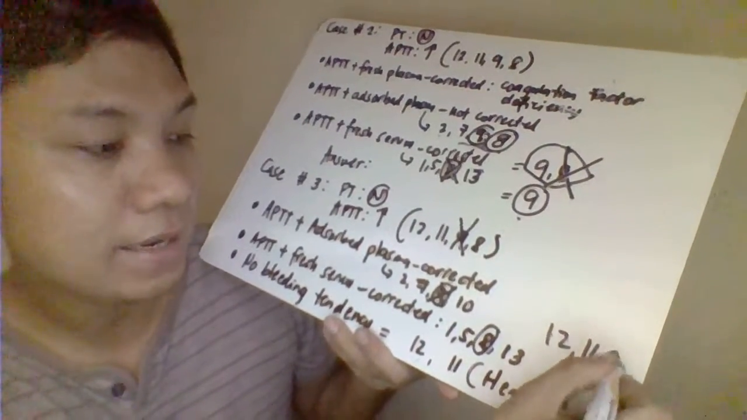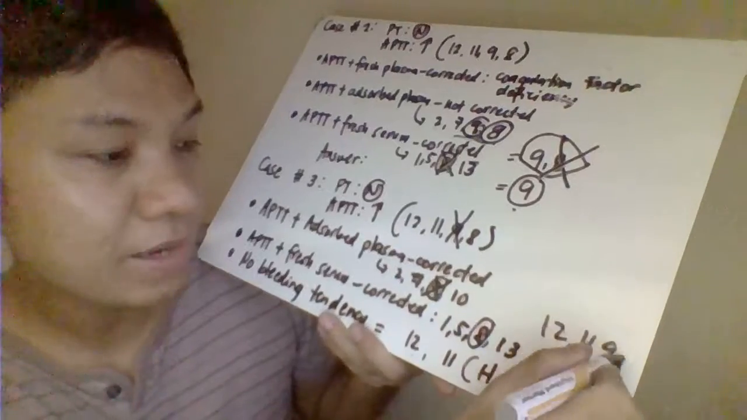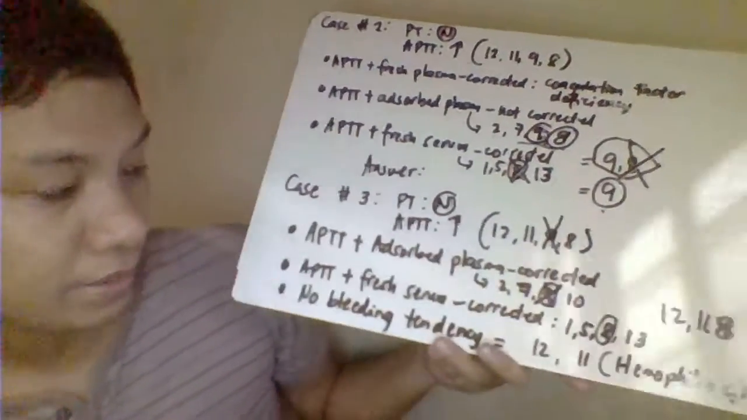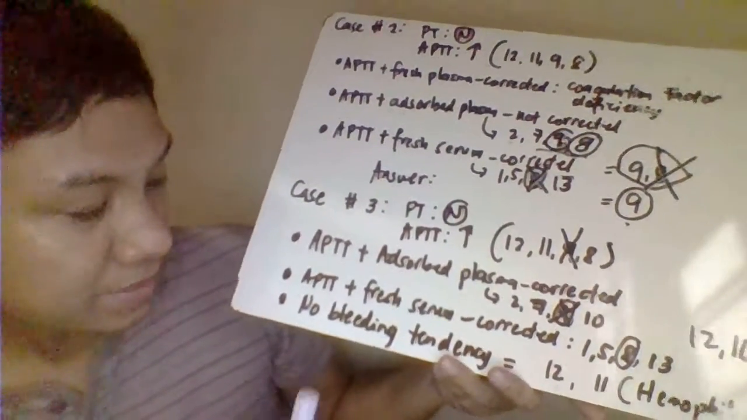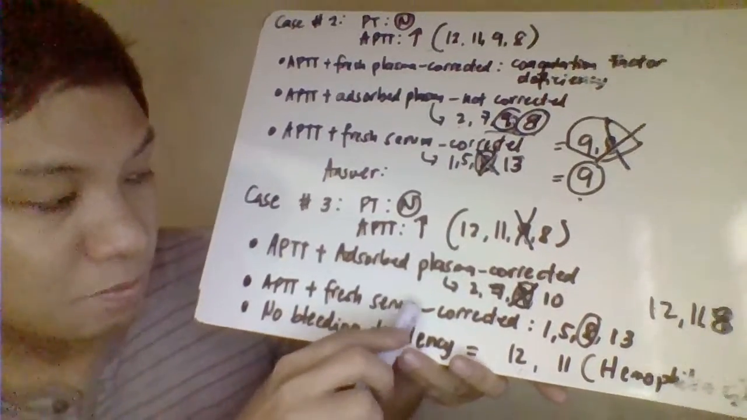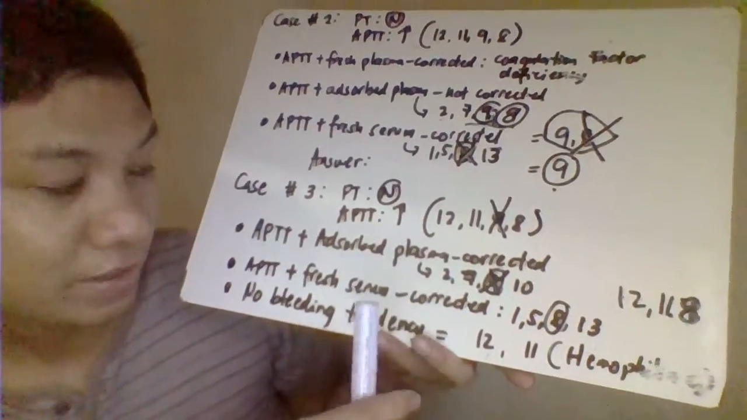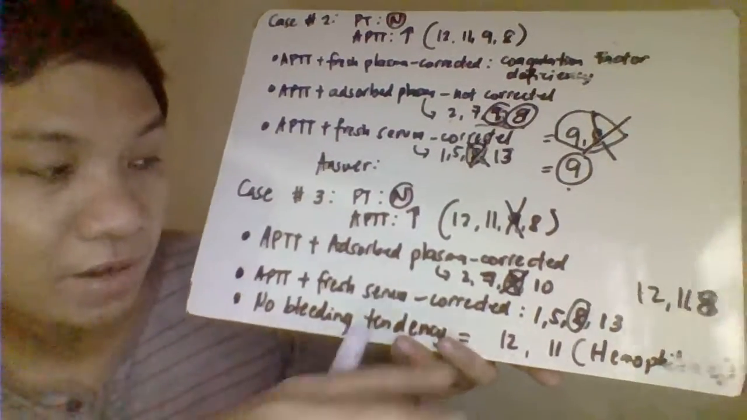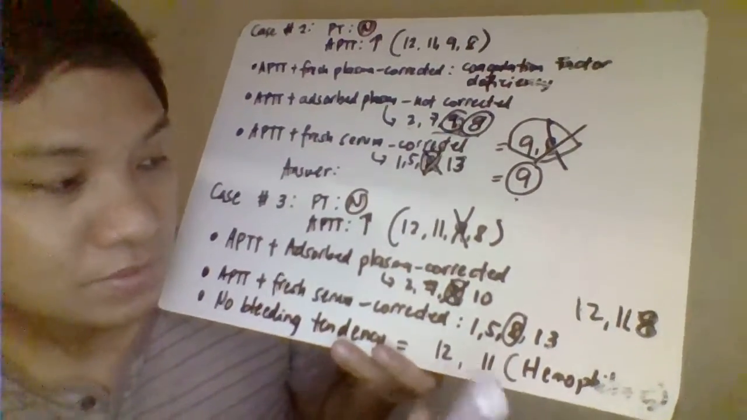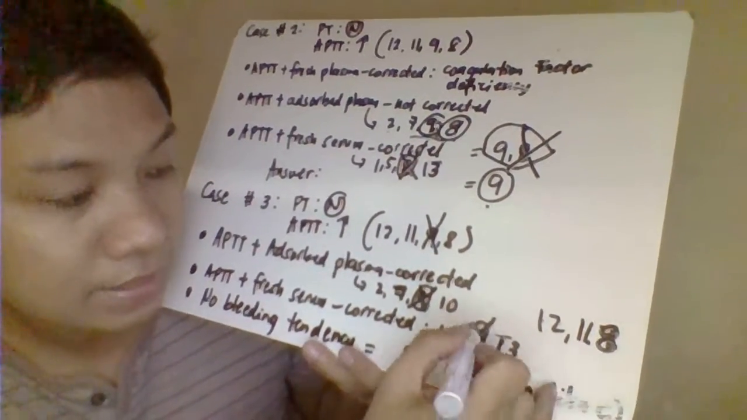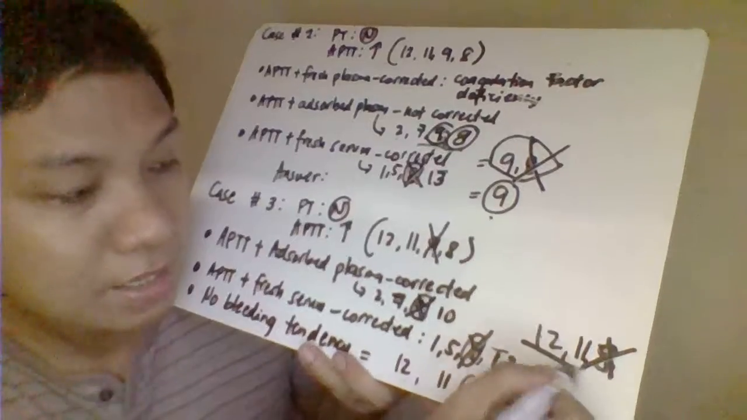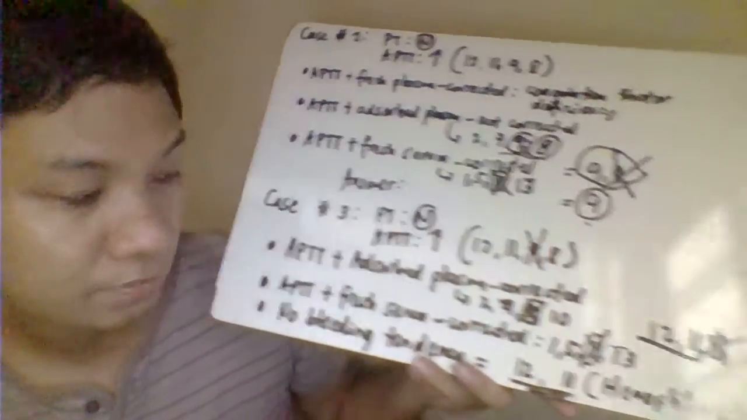12, 11, 9, ay, 12, 11, saka 8 na lang maiiwan. Okay, next, APTT plus your fresh serum, corrected. So, ang fresh serum natin, wala siyang factor 1, 5, 8, 13. So, anong common nilang dalawa? 8. Okay, so, cross out ang 8, ang maiiwan, 12 and 11.